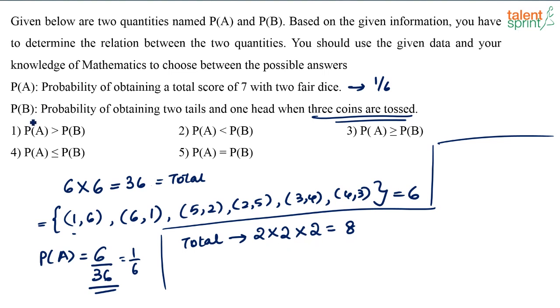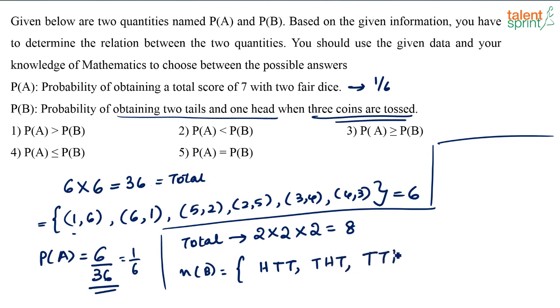Now what is the required case here? Obtaining 2 tails and 1 head. So when do we get 2 tails and 1 head? What are the possibilities? The first coin can show a head and the next 2 will show tail, or the first one will show tail, second one will show head, third one will be tail, or the first and second will be tail, third one will be head. So these are the 3 cases where you get 2 tails and 1 head. So what is the probability of B? Totally I have 3 cases where I get 2 tails and 1 head, so out of 8 cases, 3 is my favorable one.